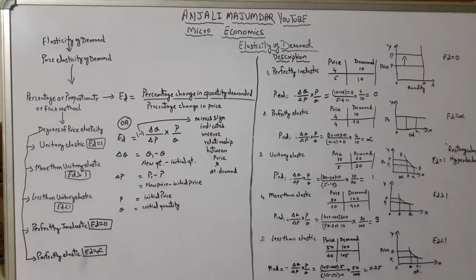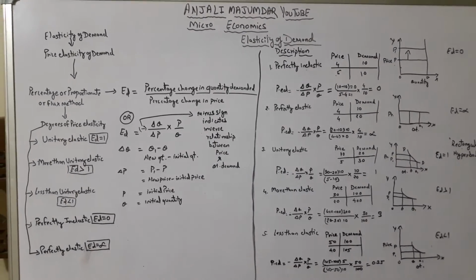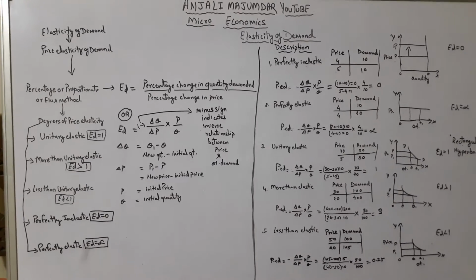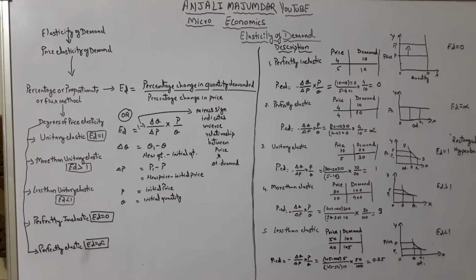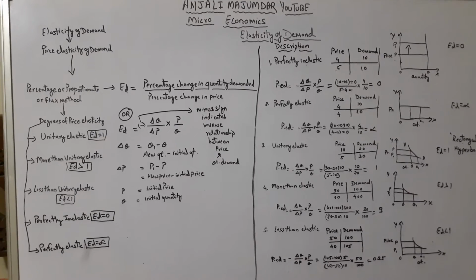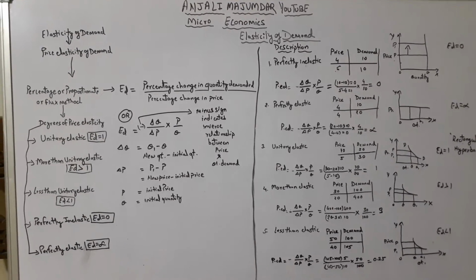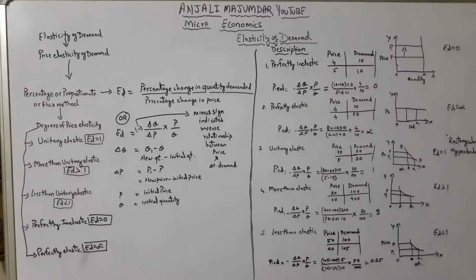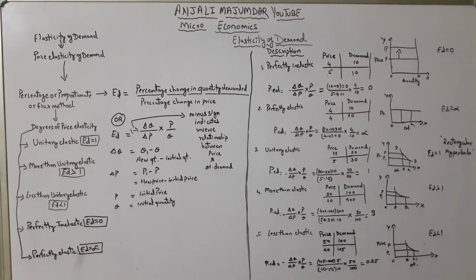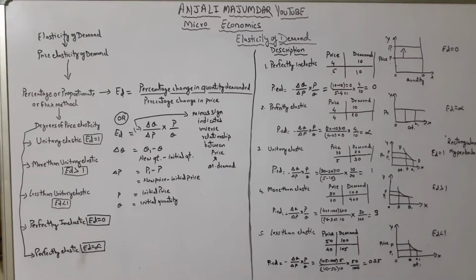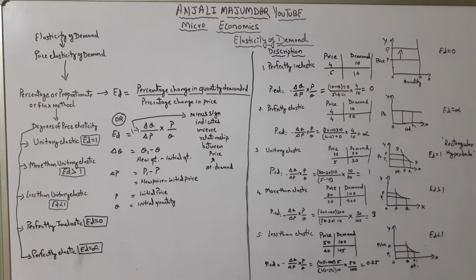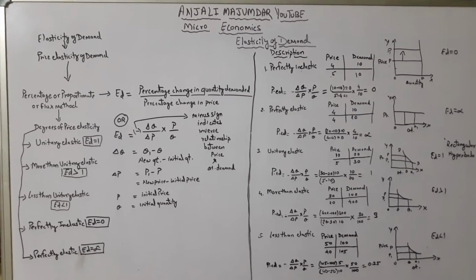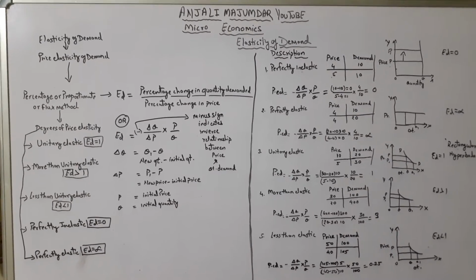This degree depends upon these 5 types of elasticity, as you can see the arrows: unitary elastic, more than unitary elastic, less than unitary elastic, perfectly inelastic, and perfectly elastic. So these are the degrees of price elasticity. That means these 5 types of elasticity help you to understand the degree of change in price which is proportionately affecting its demand. So this is the percentage or proportionate method.